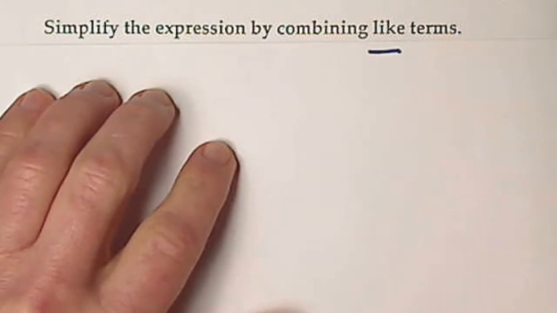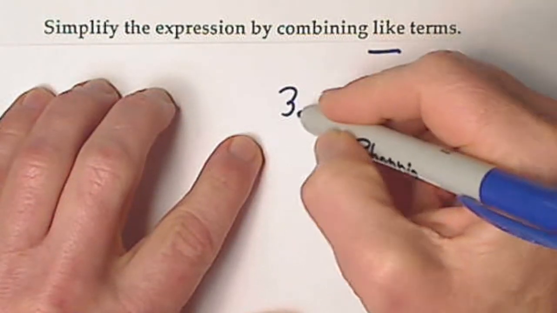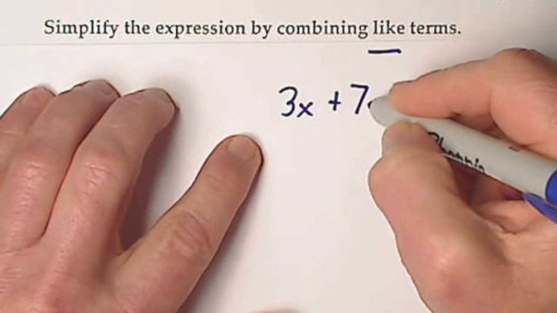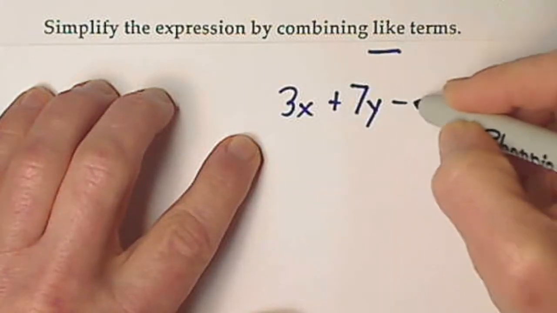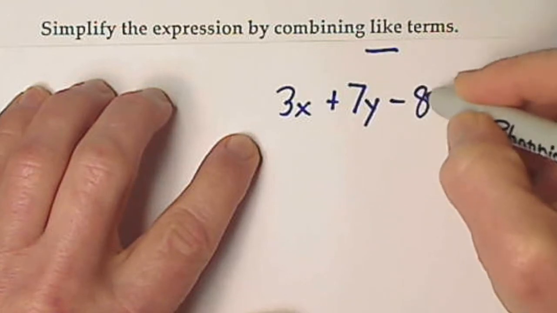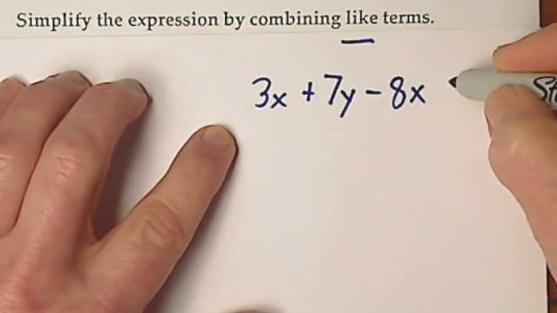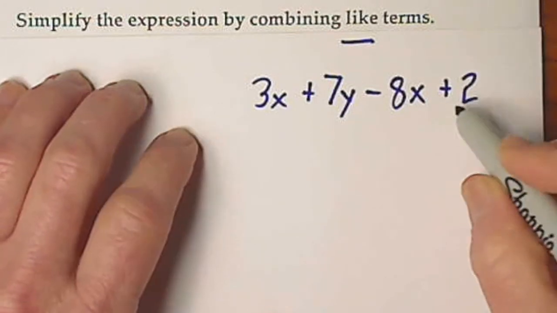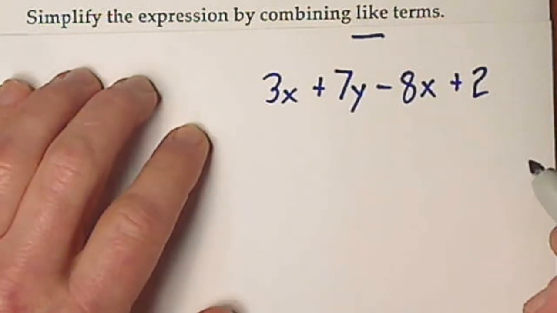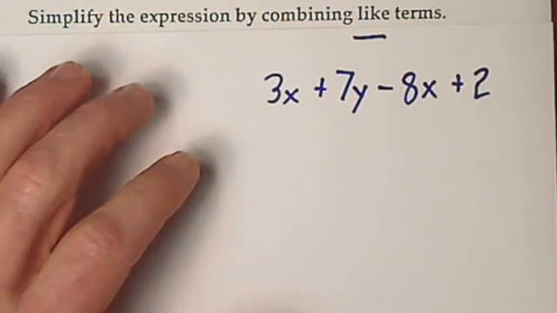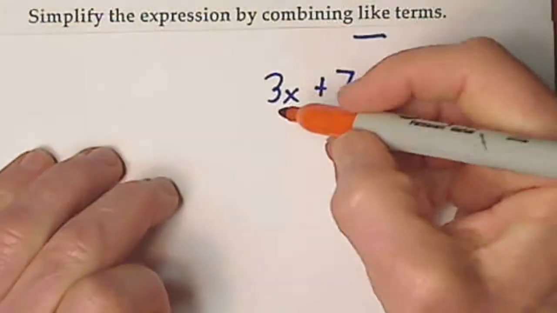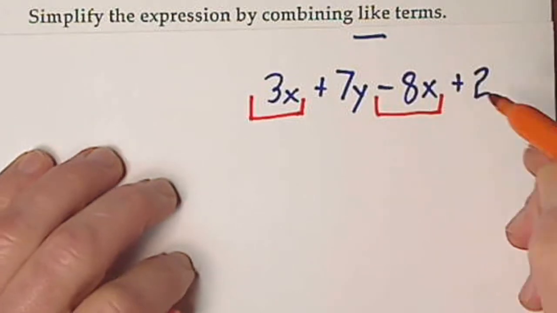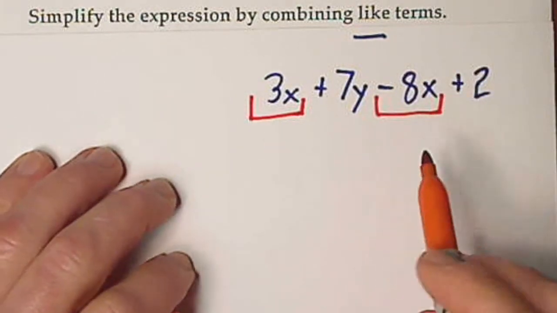But for instance, the same variable, if you had 3x, 7y, negative 8x, and let's say plus 2, positive 2. The only two like terms that you have here are your 3x and your negative 8x. Alright, so I can put these two together.